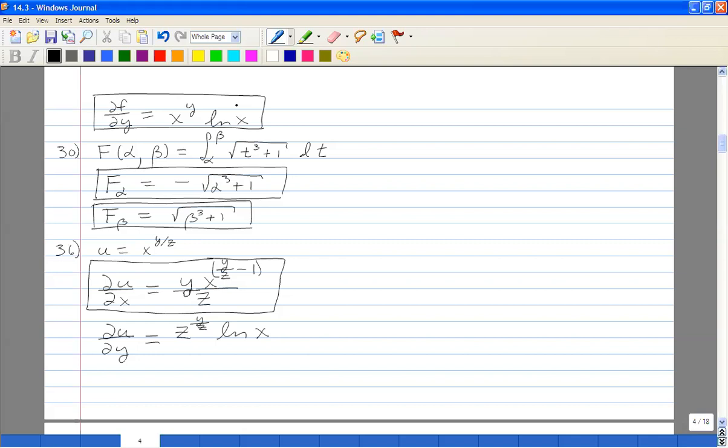All times, why do I have an x? Why do I have a z there? Well, this is an x. Okay, x to the power y over z times ln x times the derivative of the variable y over the constant z is, well, 1 over z. And that is your answer.